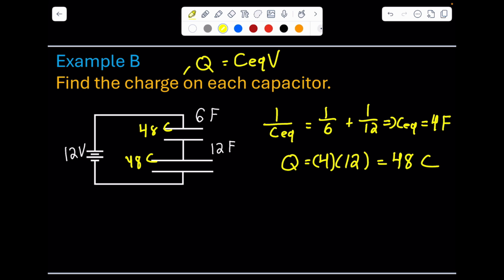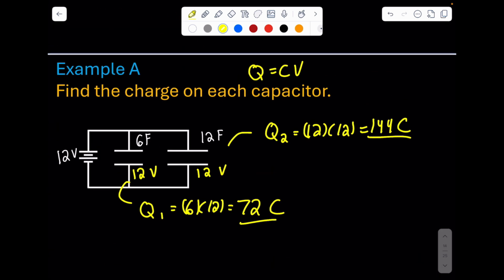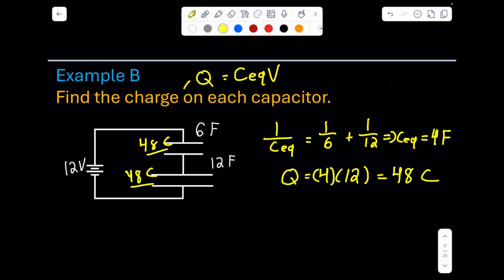Now in this case, these are the same two capacitors as example A, but each capacitor stores 48 coulombs. That's in contrast to example A, where the 6 farad capacitor stored 72 and the 12 farad capacitor stored 144. So when the capacitors are in series, they're going to store a lot less charge than they did in parallel.